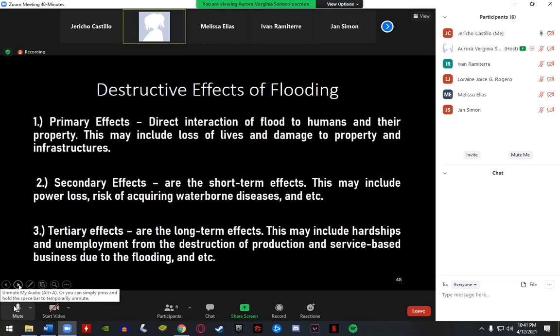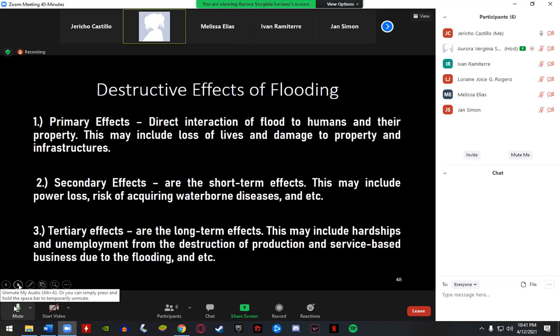Destructive effects of flooding. Number 1, primary effects. Direct interaction of flood to humans and their property. This may include loss of lives and damage to property and infrastructures. So, primary effects, ito po yung kapag may nasalantang buhay and mga ari-arian ng mga tao. Yun po yung primary effects.